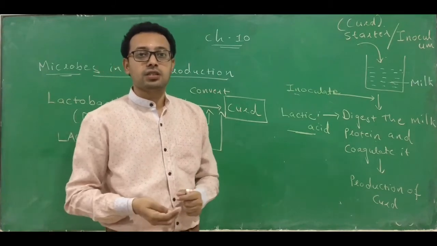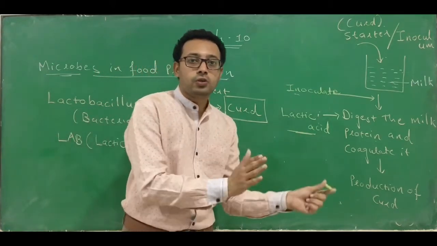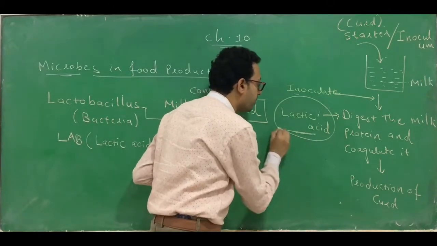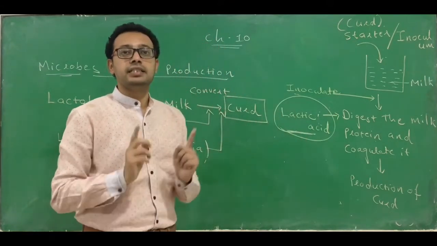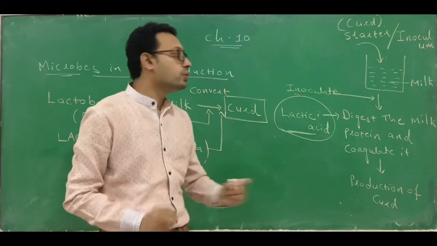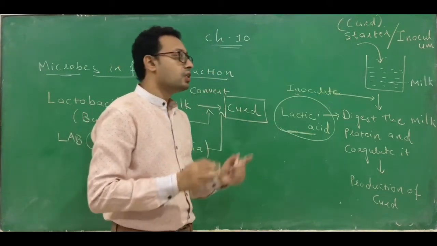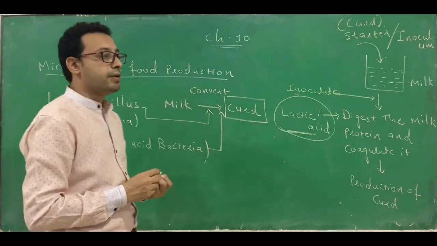દહીં મોડું હશે એનાથી ખાટું થઈ જશે. કેમ ખાટું થાય છે? Because it generates lactic acid. Who generates lactic acid? Bacteria. They generate lactic acid. So thus the curd is produced.